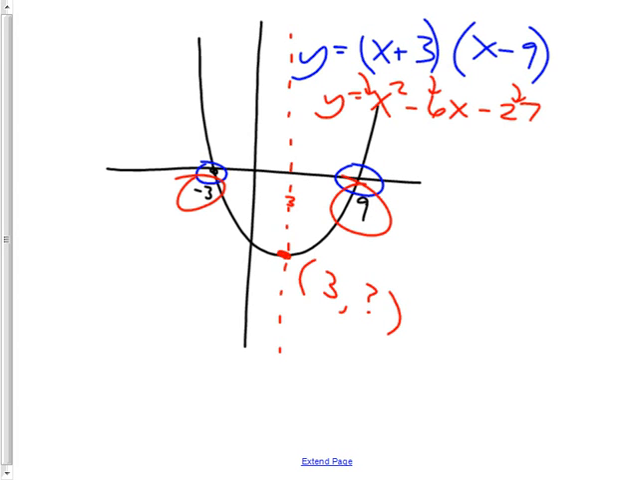Focus, please. Up here. All right. So this 3 right here needs to go into my equation to get the answer. So I'm going to take this 3, drop it in here, and I'll know what my answer is.